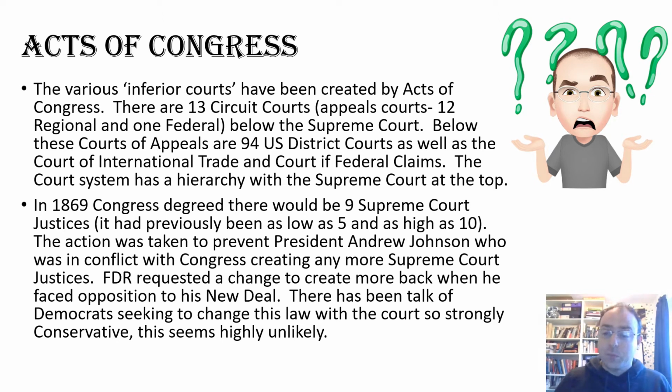So the number of Supreme Court justices over time has varied. It's been as low as 5, it's been as high as 10. So it's set by Congress at 9 in 1869. Now this is really significant because it means the number of Supreme Court justices could be changed by Congress.